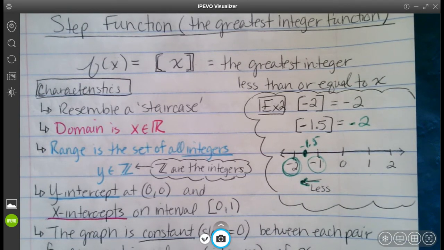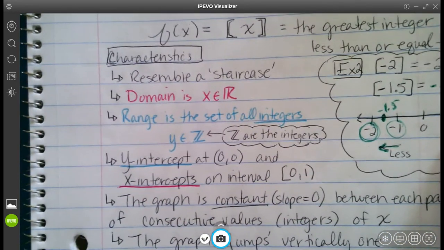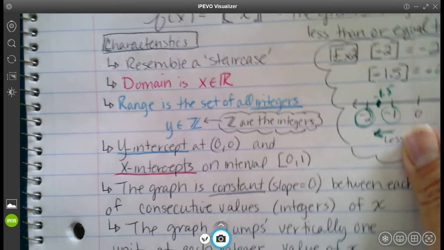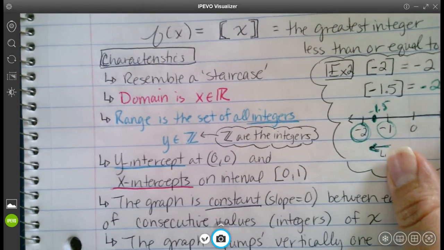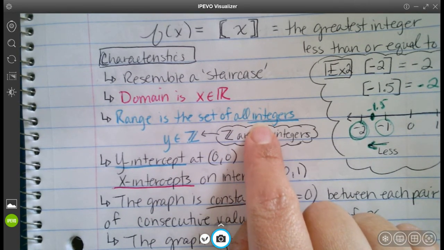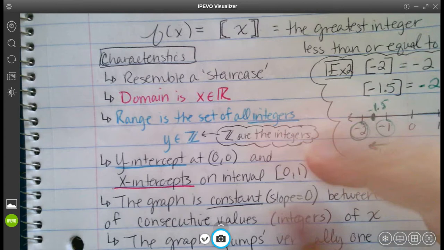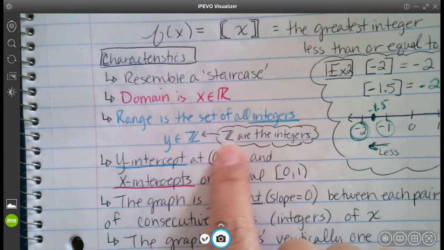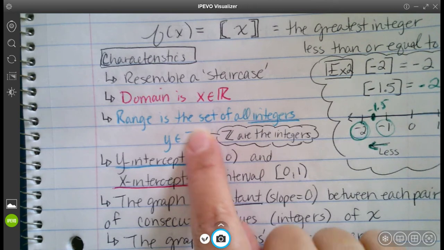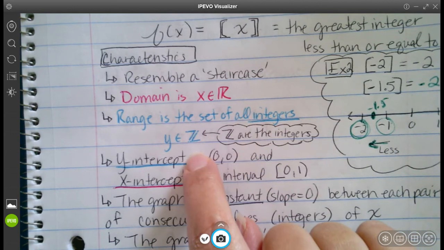Okay, let's go ahead and talk about the characteristics now because they're pretty interesting. Like I mentioned, it does resemble a staircase. The domain is going to be all real numbers, so that means that it goes across all the way left and right. The range is the set of all integers. So integers means like -1, 0, 1, 2, 3, 4, no decimals, no fractions, no irrational numbers. These are integers you can actually count with your fingers. And it's represented by this Z looking thing. It's y is an element of Z, or integers. Z means integers, just like the R means real numbers.